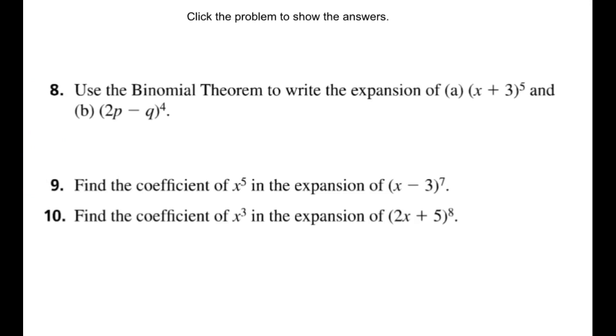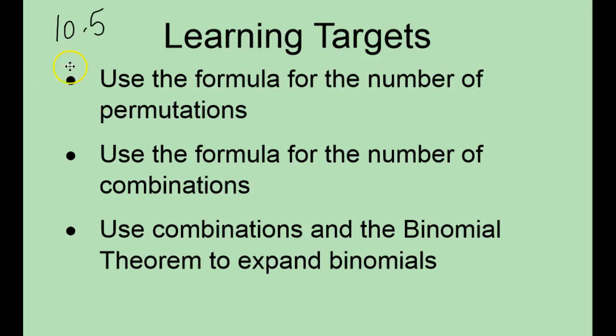So now let's look back at our learning targets. First we had to use the formula for the number of permutations, which we have done, and we realize that permutations are something where order matters. This is where we have something first, second, third. We want to put things in different order on our bookshelf, those kinds of things. Order matters for a permutation.